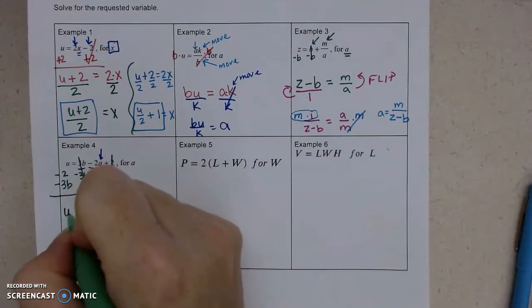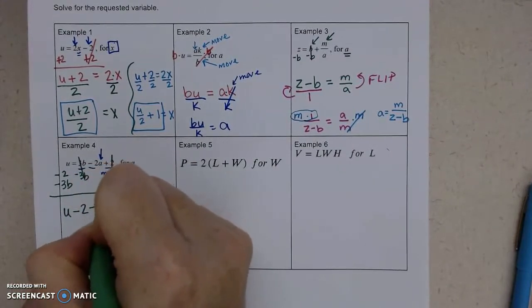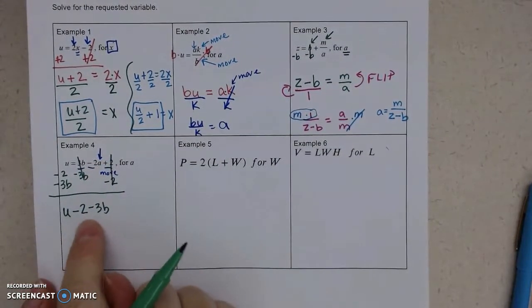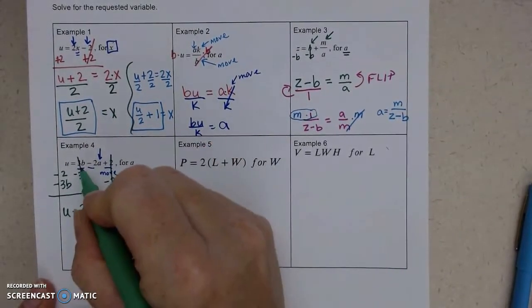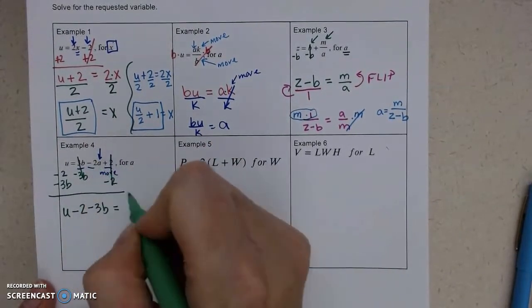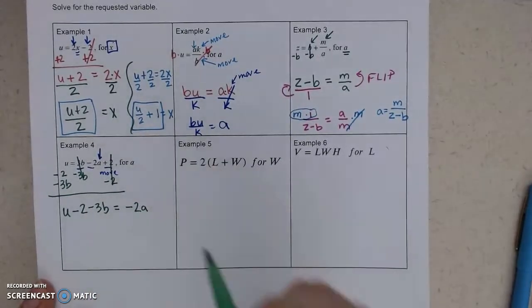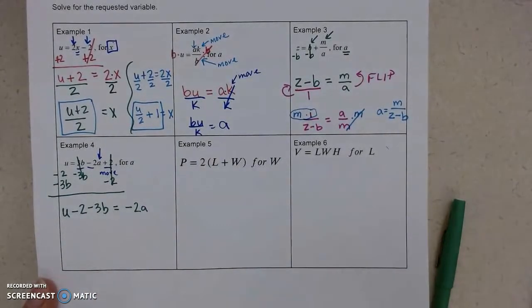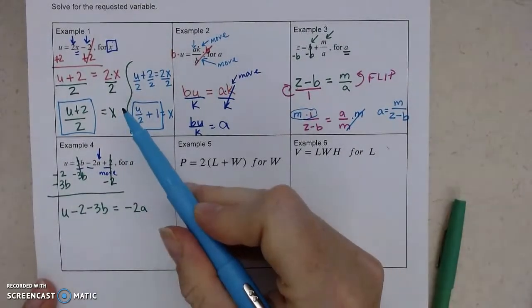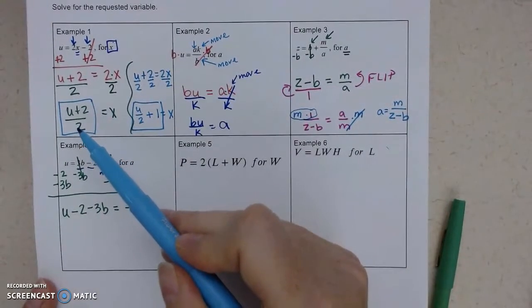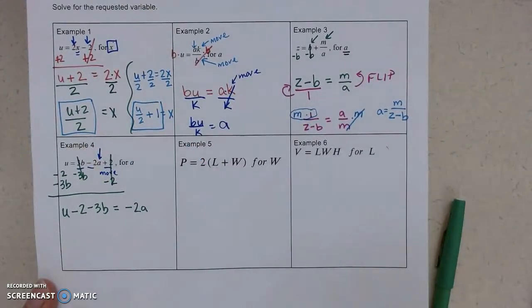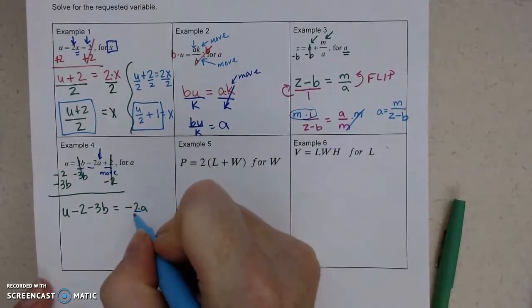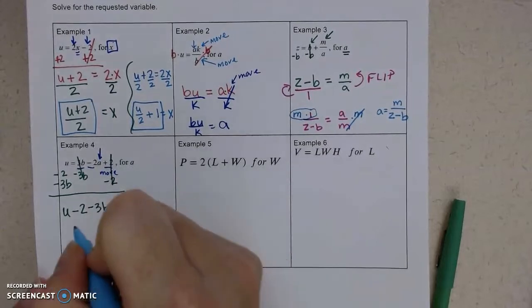So I've got u minus b minus 3b. We're not really able to combine any of those terms since they're not alike. On the right side, all I have left is that negative 2a. So this is going to turn into example 1. You can either divide everything or you can divide them all separately. It's really your choice. I honestly just like dividing them all.